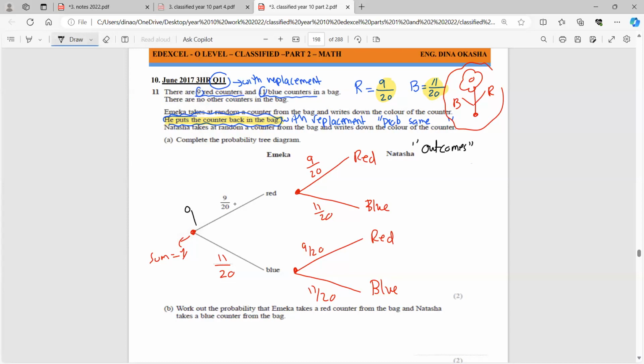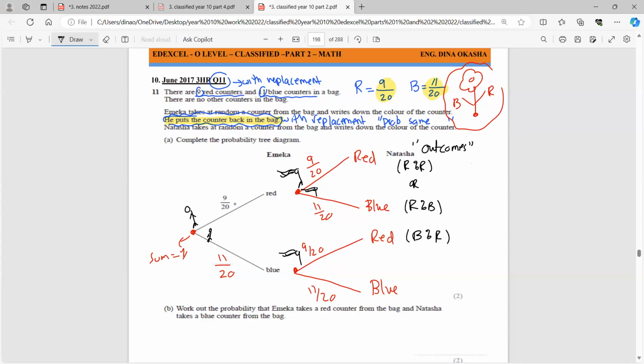Now this is Emeka, he's the boy. And this is Natasha. She's a girl with long hair. Okay? So Emeka might take red and then Natasha might take red. So this is the first option. Emeka might take red and then Natasha, with her wonderful hair, might take blue. So red and blue. This is the second option. Emeka decided that he wants to take blue. And then Natasha, with her lovely blonde hair, decided to take red.